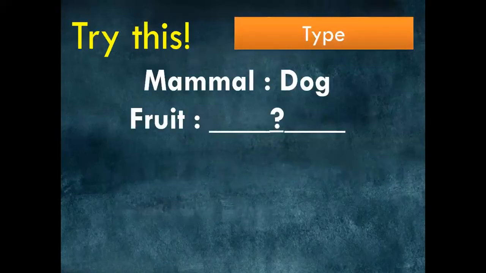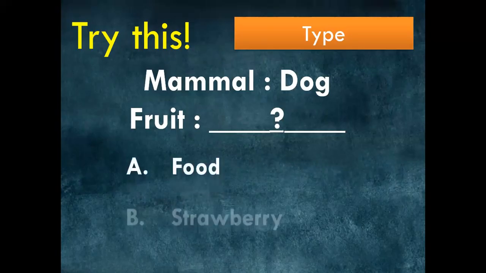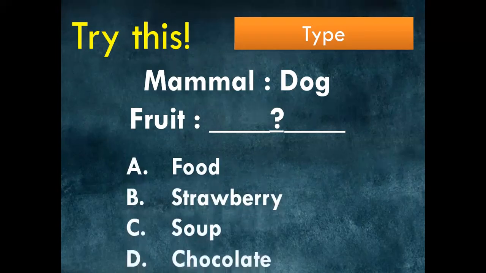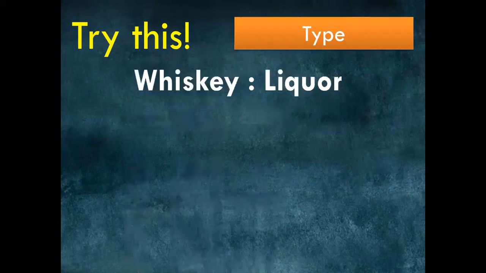Mammal is to dog and fruit is to blank. A, food. B, strawberry. C, soup. Or letter D, chocolate. The answer is a type of fruit is correct. It's letter B, strawberry. Another one, whiskey is a type of liquor.